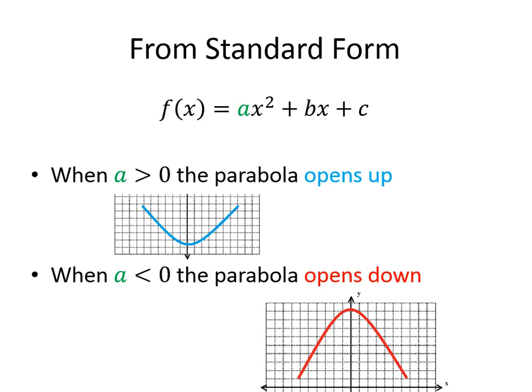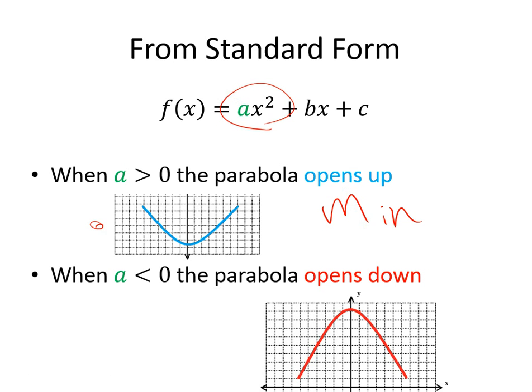Now with standard form, the first thing we want to look at is the very first number, the part that's attached to the x squared, or the quadratic term. If the quadratic term is positive, we are opening up. Okay, so it looks like this blue one right here. If that's a positive number, then it's going to be opening up, which means we have a minimum.